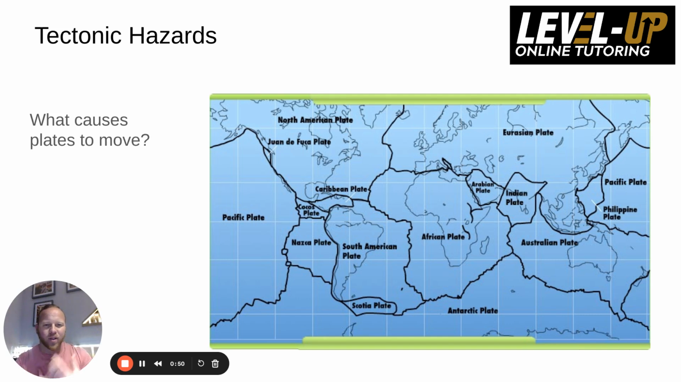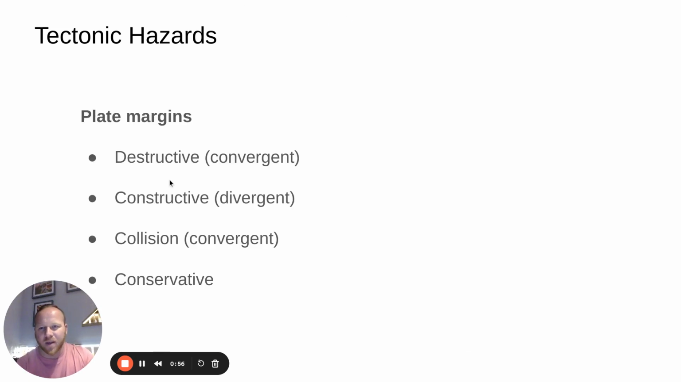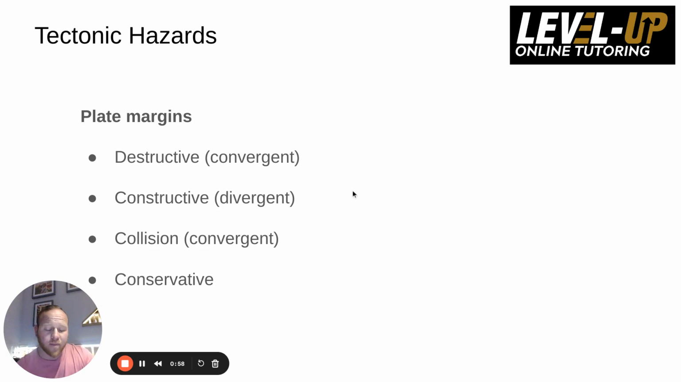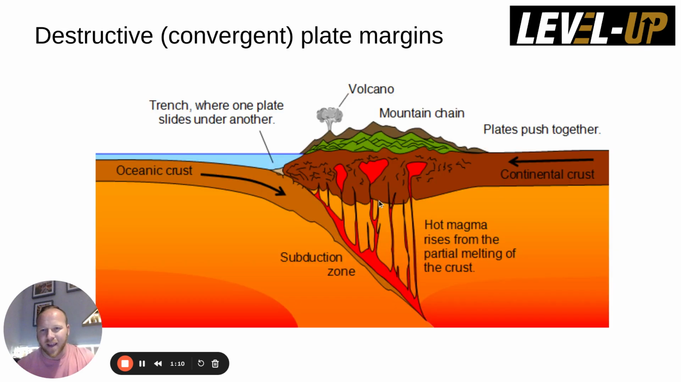And depending on which direction these plates are moving and how they interact with each other will lead to things like earthquakes and volcanoes. So students need to know that there are 4 types of plate margin, called different things depending on which exam board. AQA tends to use destructive, constructive, conservative, and collision. If you're Edexcel, you might use convergent and divergent and conservative.